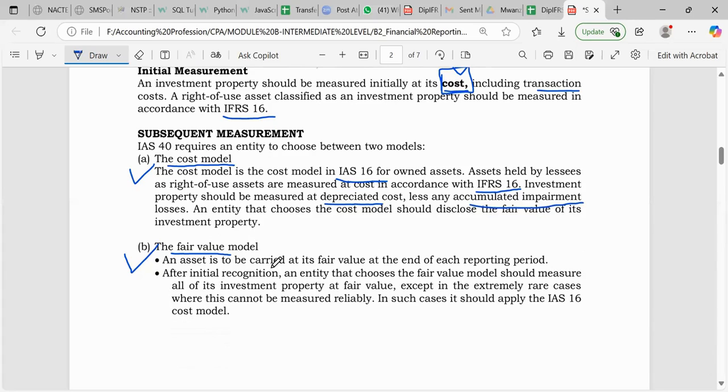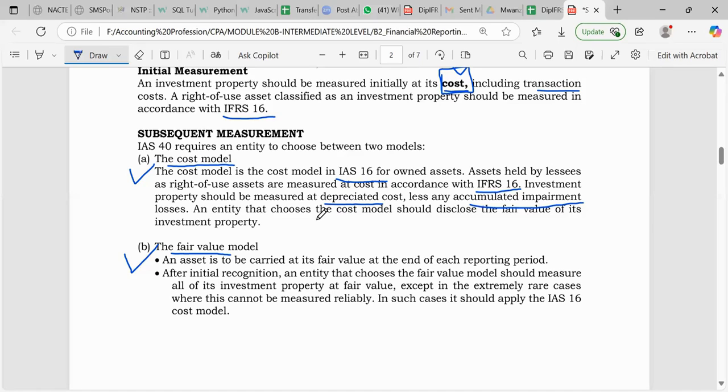The fair value model too would be very simple because you just follow the revaluation model, but this one becomes simpler actually. An asset is to be carried at its fair value at the end of each reporting period. This is just like PPE. Under the revaluation model too, at the end of each year, we revalue the asset, right? So we also do the same here. What is the difference now? That's what I want to speak of.